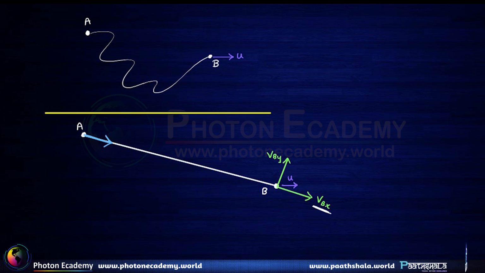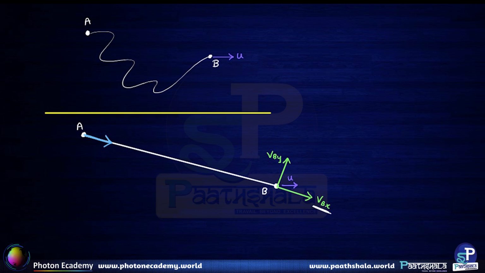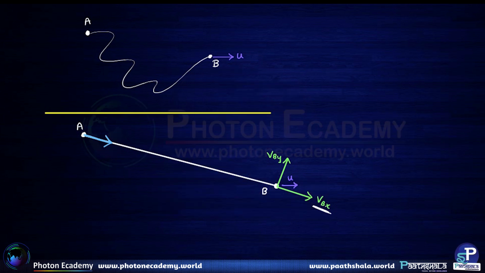Why? Because the string is taut. Since the string is taut, it cannot expand in length, and since it cannot expand in length, both the ends of the string have to move at the same velocity. Otherwise the string needs to expand or contract in length if both the ends are moving with different velocities. So that is the reason why in string collisions it is very simple to understand.